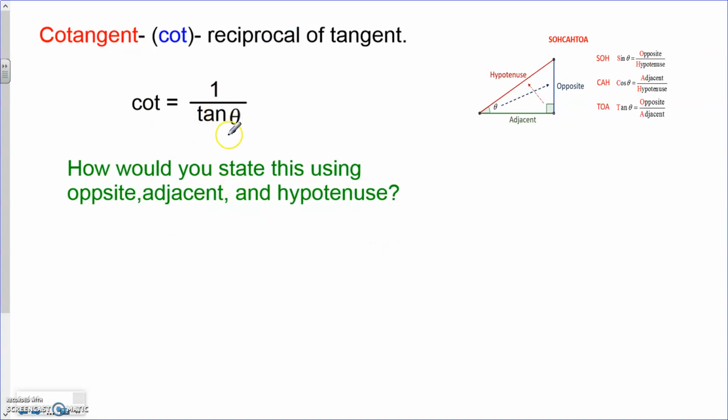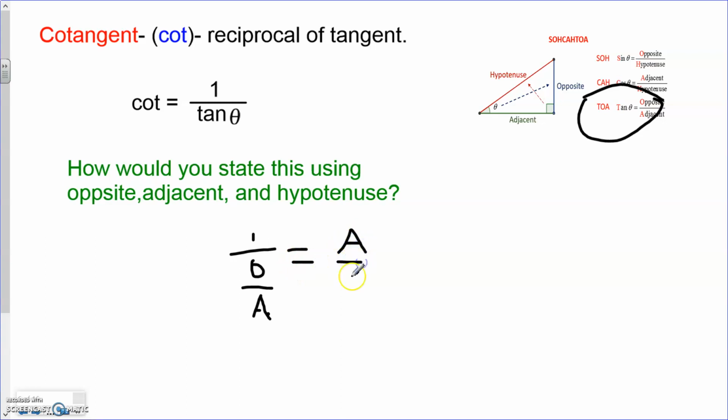Okay, cotangent is 1 over tan. So the reciprocal of tangent is the cotangent, 1 over tan. How would we state this using opposite, adjacent, and hypotenuse? Again, SOHCAHTOA here. Tan is opposite over the adjacent, so it's 1 over opposite over adjacent. So keep, change, flip, or adjacent over opposite.